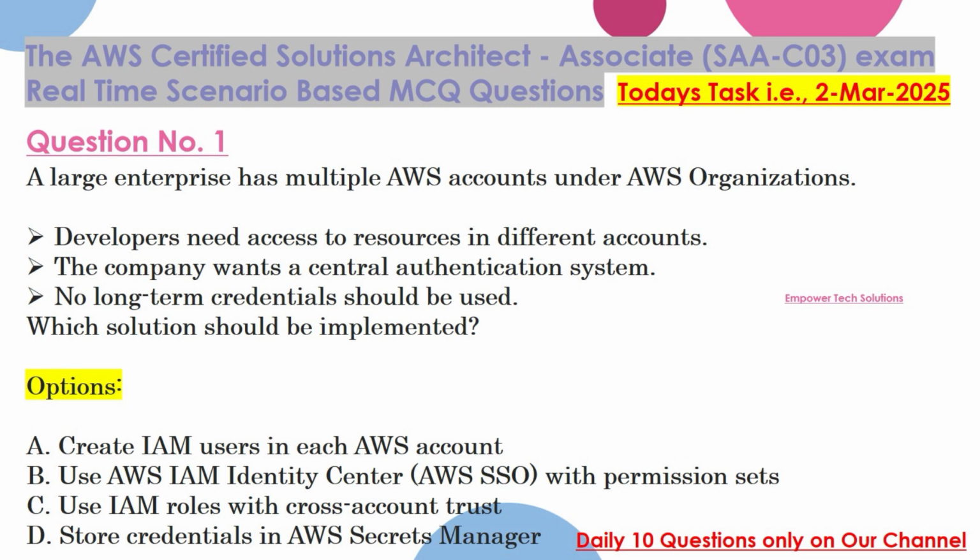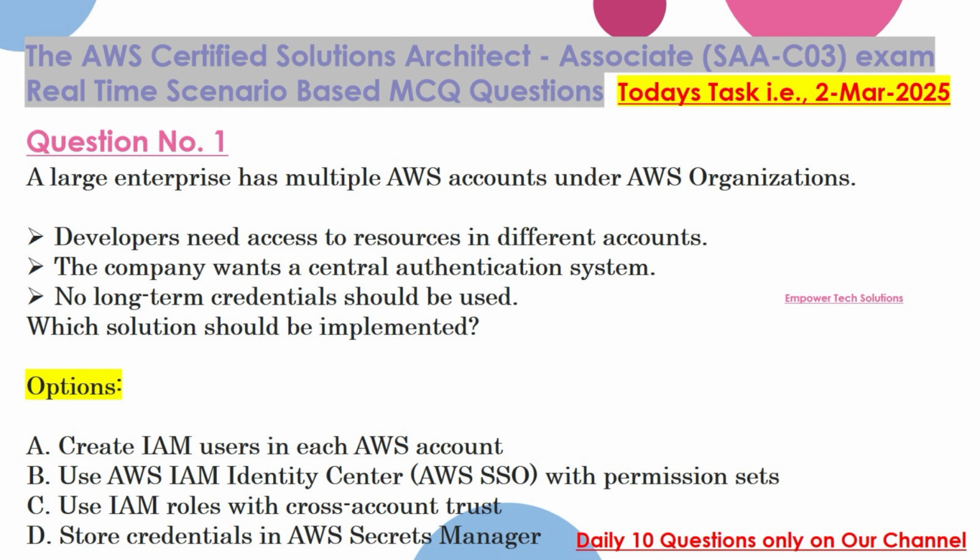Question 1. A large enterprise has multiple AWS accounts under AWS Organizations. Developers need access to resources in different accounts. The company wants a central authentication system. No long-term credentials should be used. Which solution should be implemented?